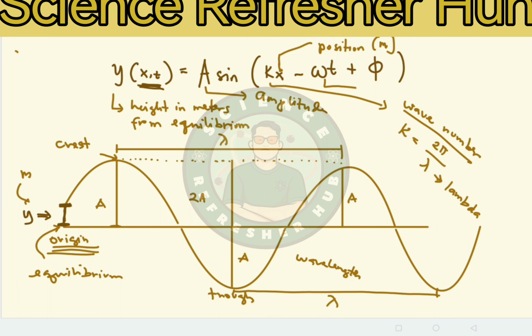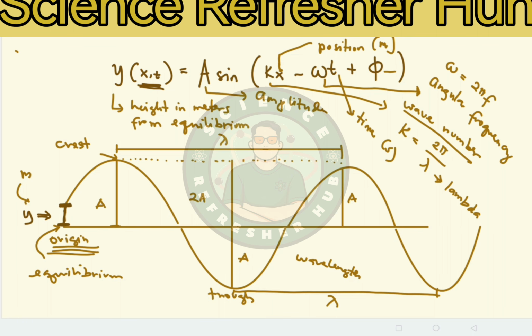Now we have the omega here. Omega is not the angular velocity, but this time it's going to be the angular frequency. All right, angular frequency, if you could still recall one of its equations: angular frequency is equal to 2 pi multiplied by the frequency. All right, and we have t for the time in seconds.